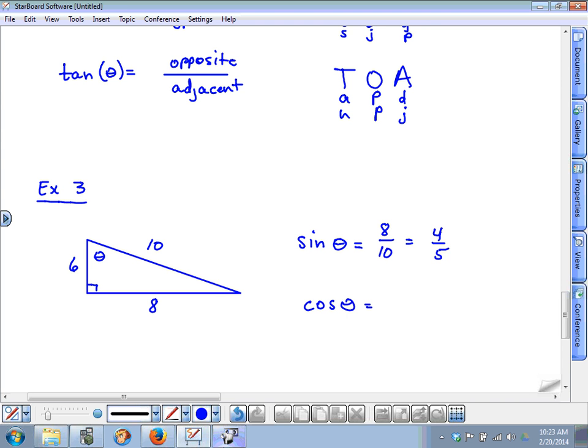What's the definition of cosine? Adjacent over hypotenuse. We know the hypotenuse is 10. That hasn't changed. Adjacent means next to. Which side is right next to the angle? 6. So it's 6 over 10, and that's 3/5.